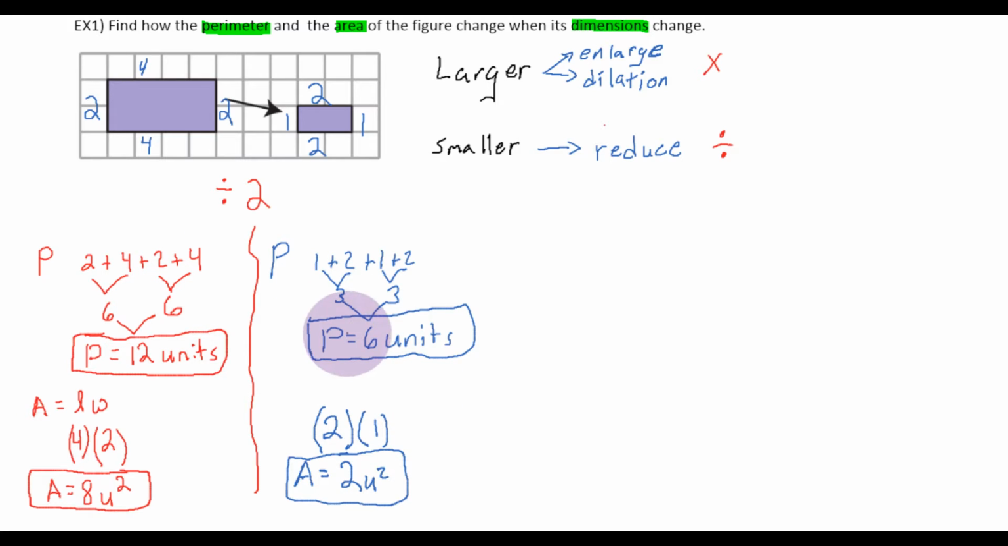Okay, well, we found the perimeter of both shapes. We found the area of both shapes, but we haven't even really answered what this question's asking us, and it's saying find out how the perimeter and area are actually changing when the dimensions are changed.